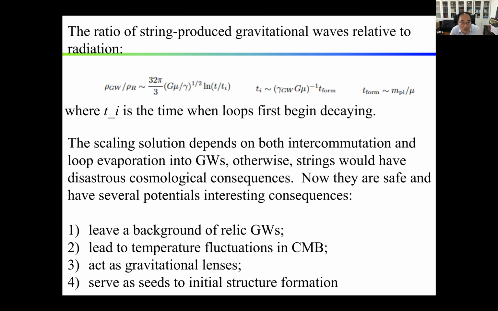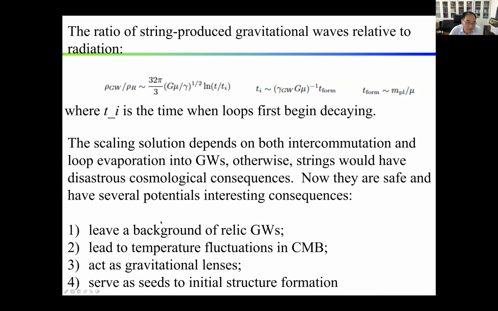The scaling solution depends on both intercommutation and the loop evaporation into gravitational waves. Otherwise, the string would have disastrous cosmological consequences. Now they are safe and have several potentially interesting consequences.